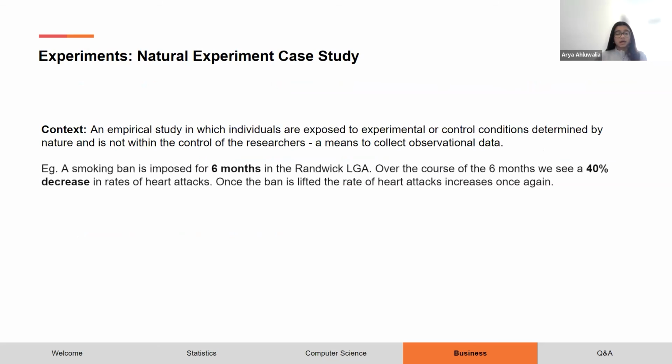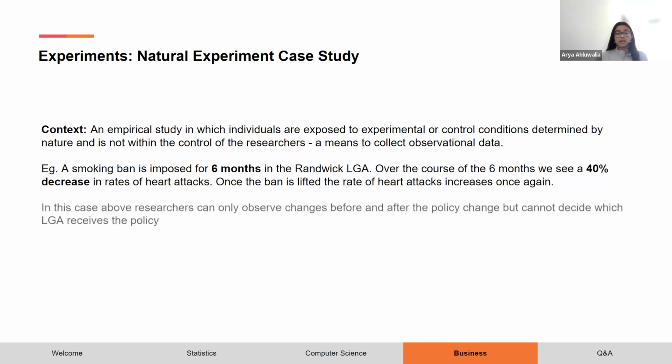researchers. For example, the case study is that there's a smoking ban that's imposed for 6 months in Randwick, and over 6 months, there's a 40% decrease in the rate of heart attacks. But once the ban is lifted, the rate of heart attacks increases. So remembering that this is observational data, even though it looks like we can sort of define a causal relationship between the ban and the rate of heart attacks, since the researchers are only observing changes, they don't actually have control over who gets the ban, for how long, or how strict of a ban certain areas get. This data cannot be used to determine a causal relationship because it is observational data.